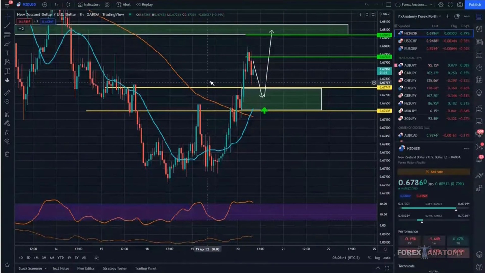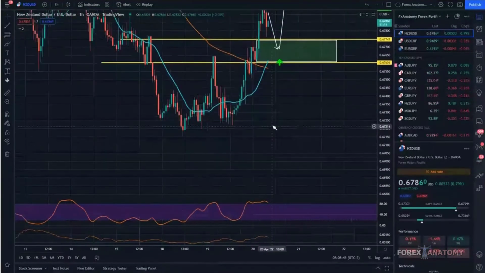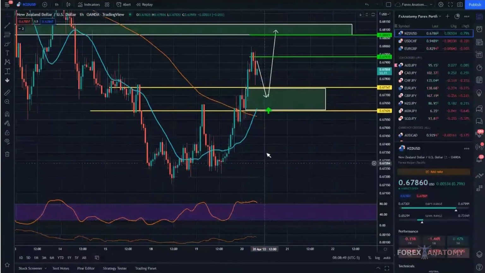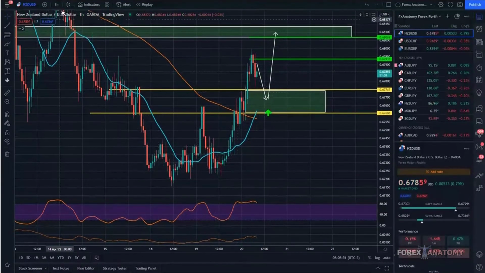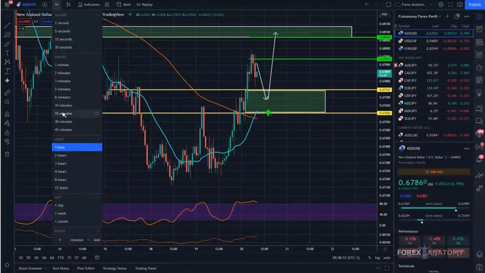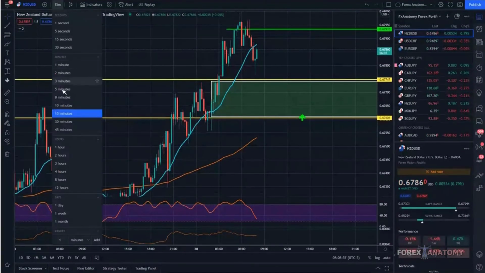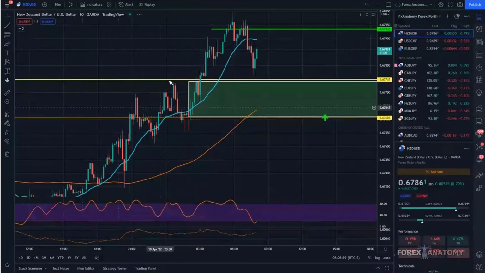So we'll see how this goes, but of course we're still overbought. You look at stochastics, but sometimes that doesn't mean anything. Let's see how things look on a trigger time frame. Let's go to the 15-minute, or let me just do the 10-minute. Let's see what's going on.